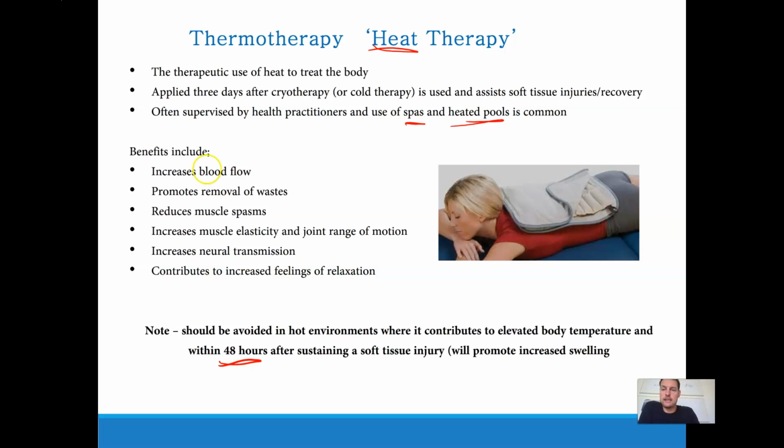The benefit of this is, again, it's going to increase blood flow. So there's going to be increased blood flow going to our muscles, promotes the removal of waste, reduces muscle spasms, increased muscle elasticity, and joints range of motion. So think about this when you warm up for an activity. You can actually have a greater flexibility after you've done that warm up as well. Increases neural transmission, which means the neurons from our brain to our muscles can move more efficiently, and also contributes to the feeling of relaxation. I'm sure we've all been in a spa before, and we all feel great afterwards, feel much more relaxed.